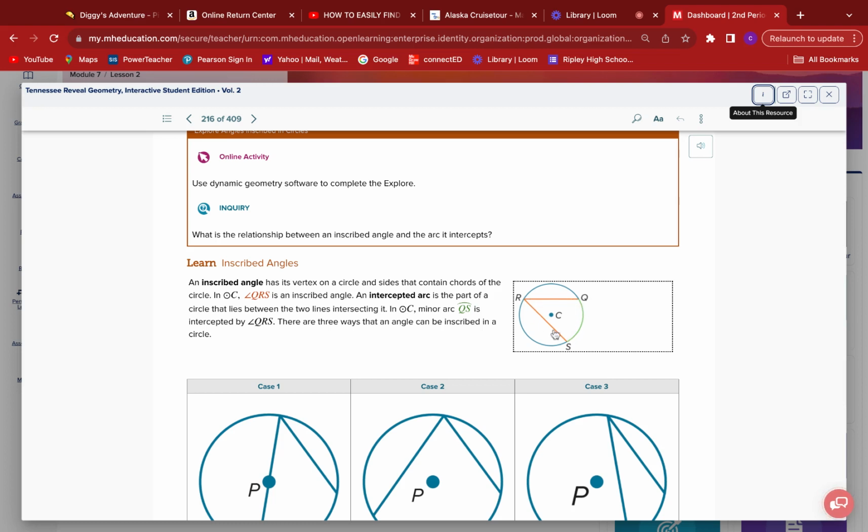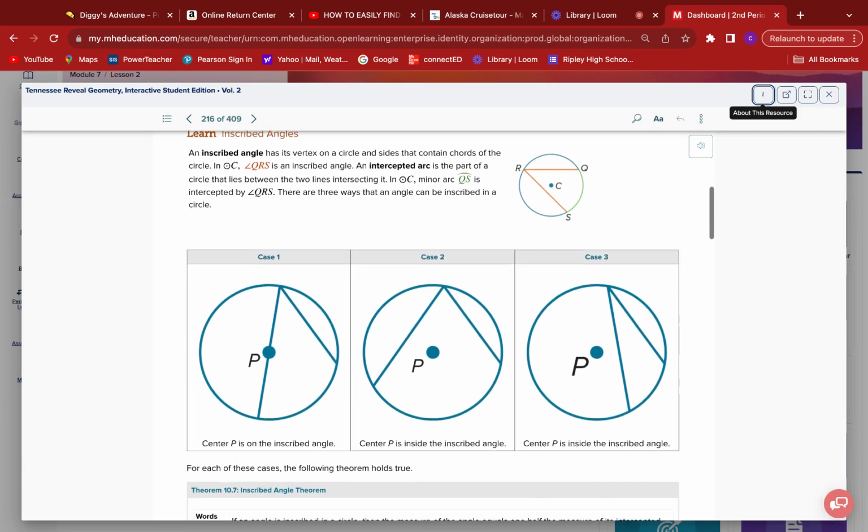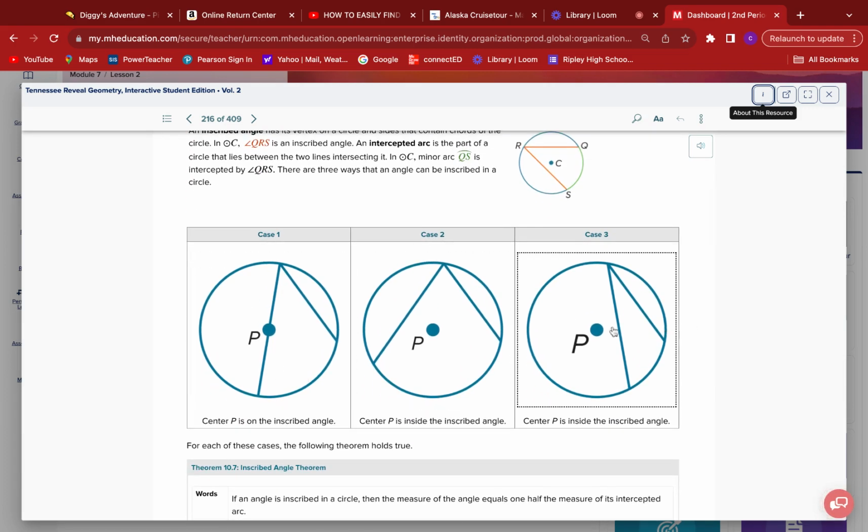So the smaller the angle, the smaller the intercepted arc. The bigger the angle, the bigger the intercepted arc. And it's made from the other points where it hits. Like, for instance, I said angle QRS. Q and S is where the angle hits the circle. So that's your intercepted arc from Q to S, or S to Q, whatever you want to call it. Okay, so we got some examples here.